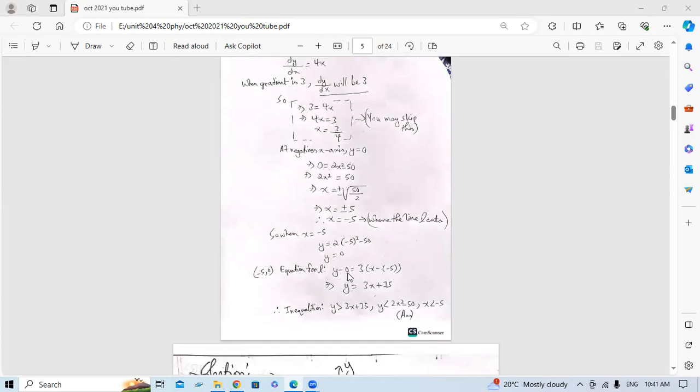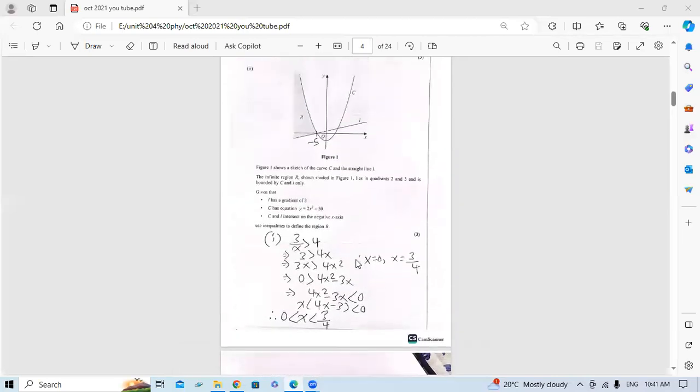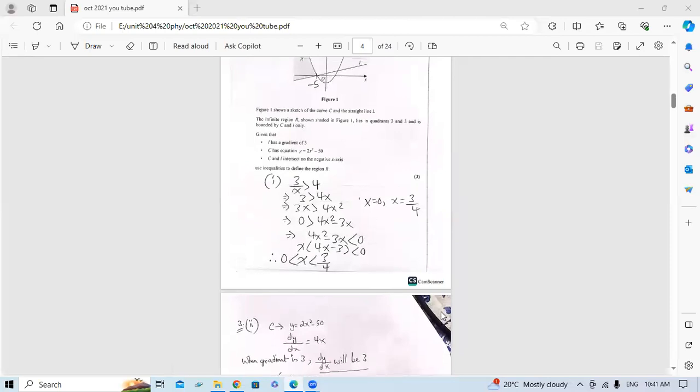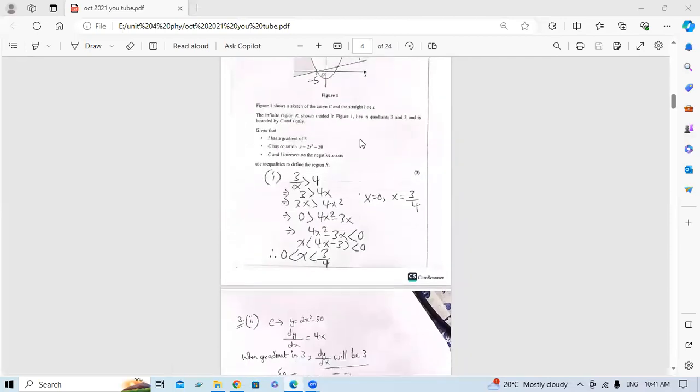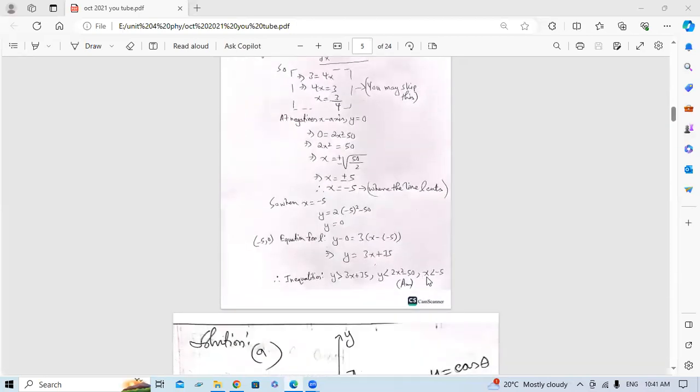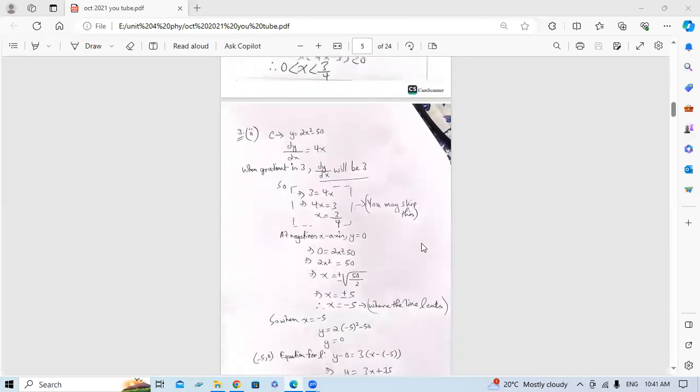So when x equals minus 5, y will be equal to 2 into minus 5 whole squared minus 50, which is 0. So the equation for L, for minus 5 comma 0: y minus 0 equals 3 times x minus minus 5, y equals 3x plus 15. And the inequalities for the region R will be y greater than 3x plus 15, y less than 2x squared minus 50, and x less than minus 5. Over here it is minus 5, so x less than minus 5.